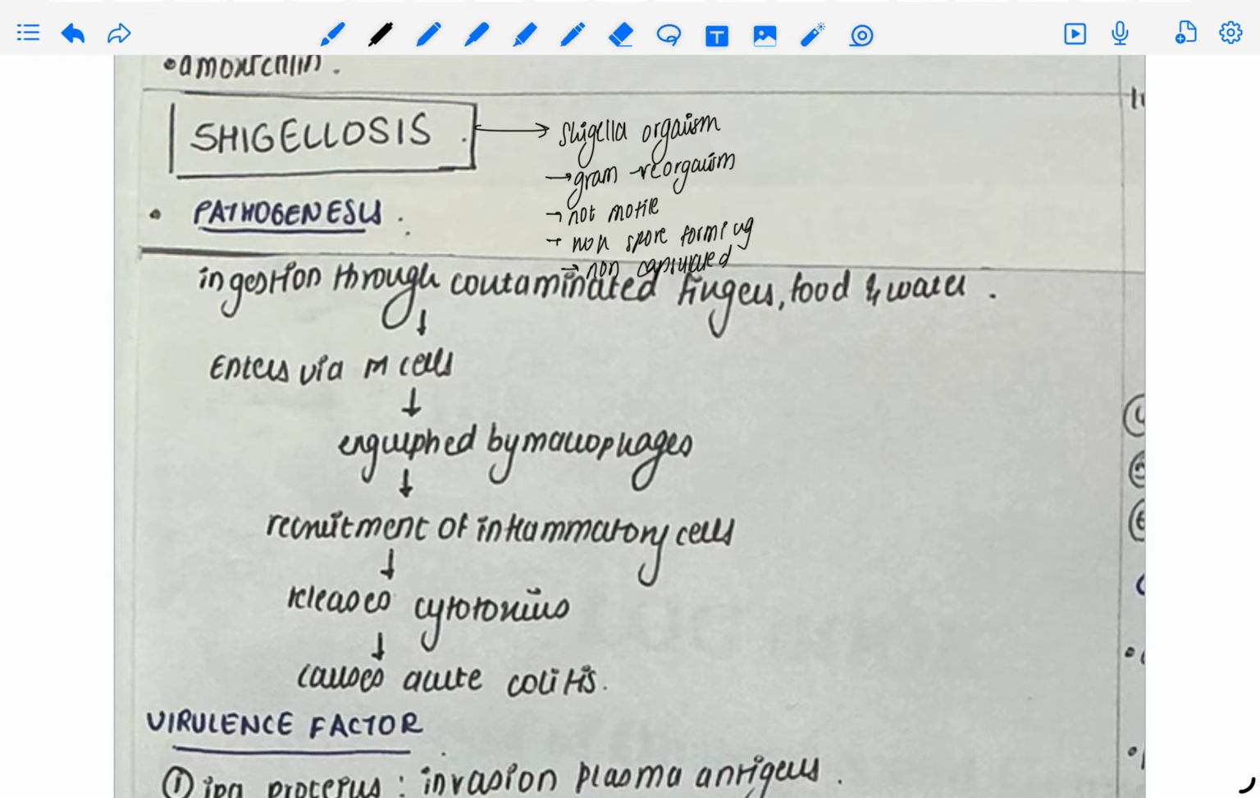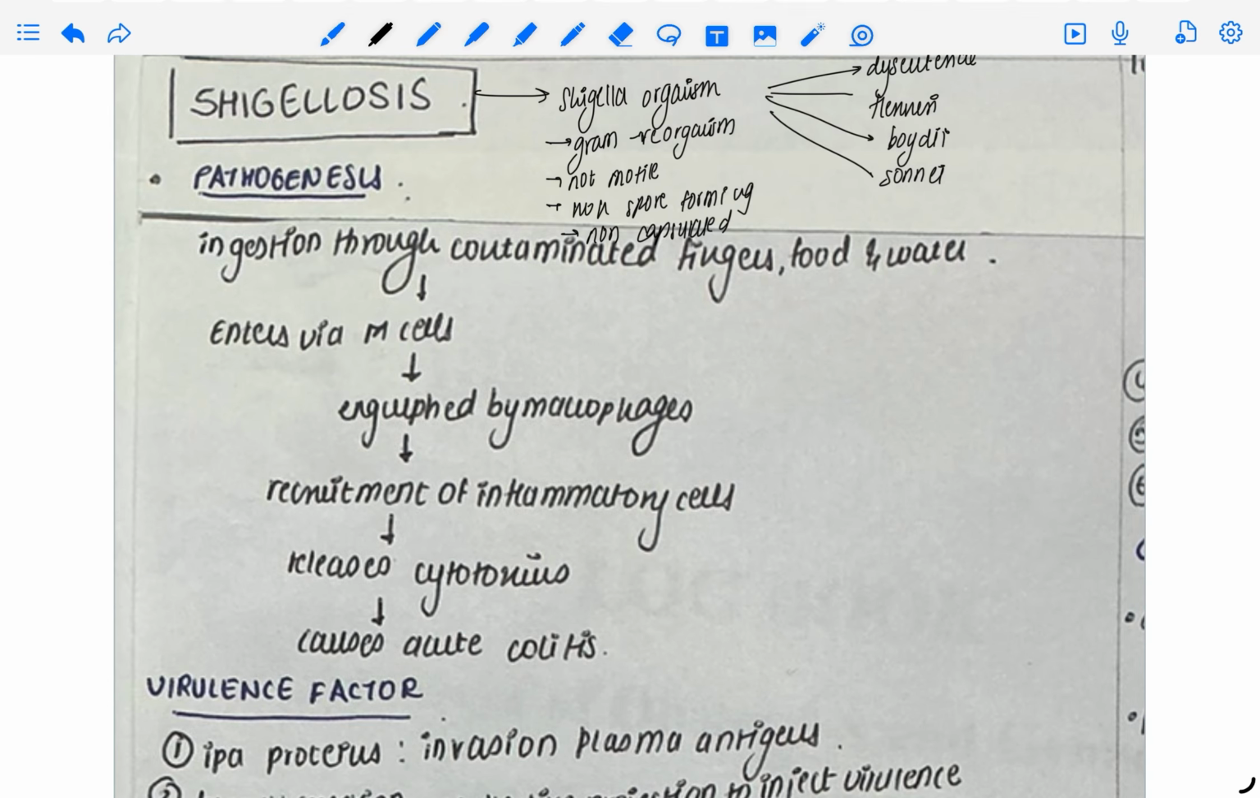There are 4 kinds of Shigella organisms, 4 species of the Shigella genus. The 4 species are Dysenteriae, Flexneri, Boydii, and Sonnei. These are the 4 species of the Shigella genus.